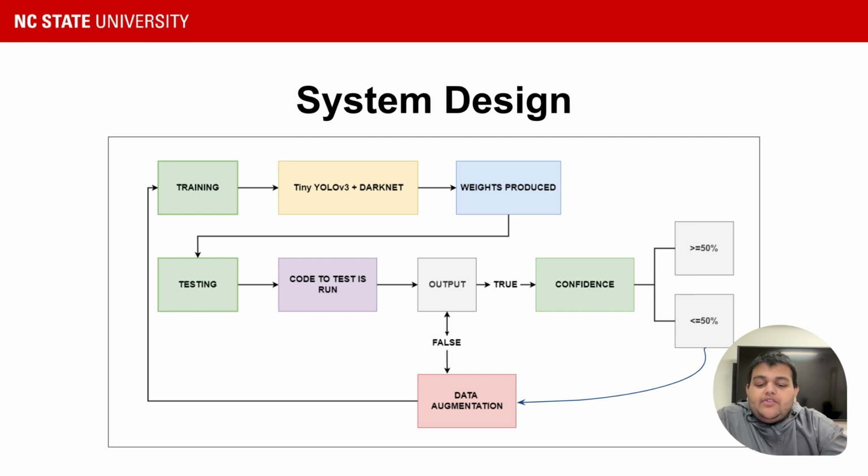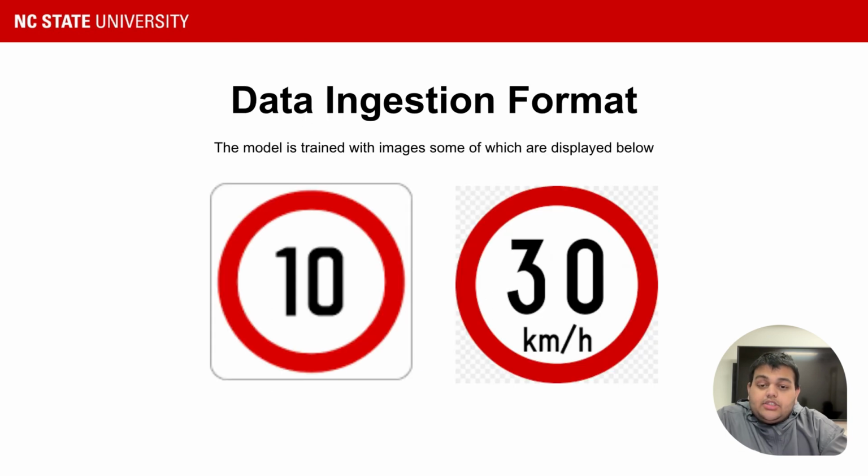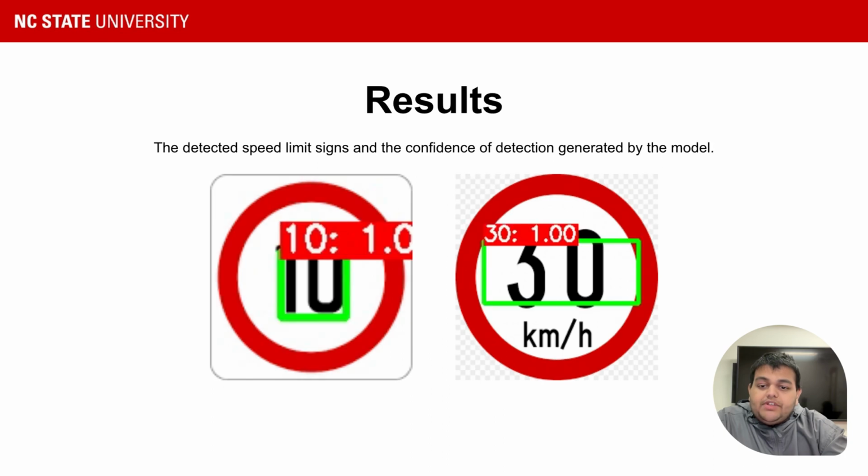Then we've defined a metric called confidence. If our confidence is greater than 50%, we go ahead with our output. But if it's less than 50%, we go back into the loop, return to data augmentation, and try to get better results from testing. This is how our data is given in, just static data, and this is the output that we've received. As you can see, both of the outputs are detected correctly with a confidence of 1, which is 100%. That is a good sign that our model is working correctly.